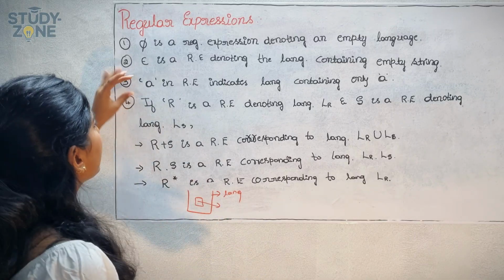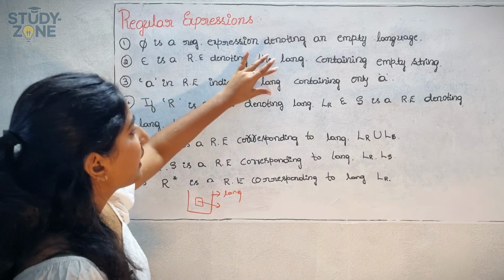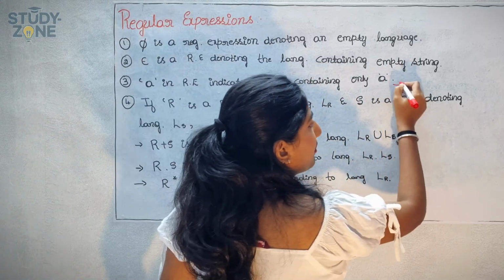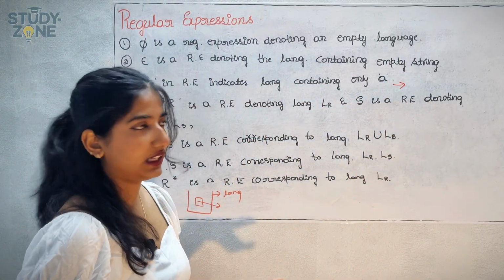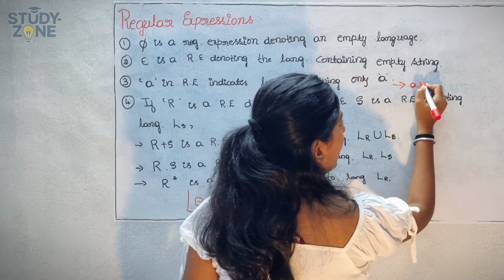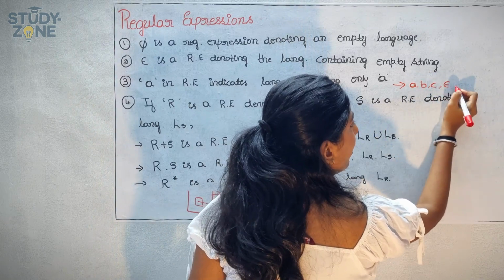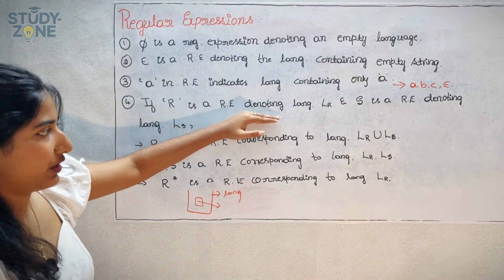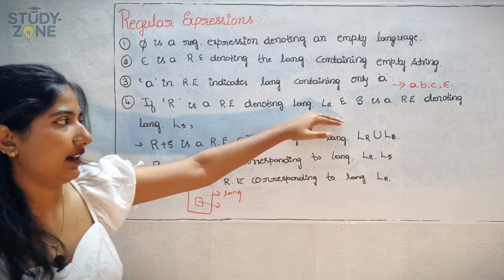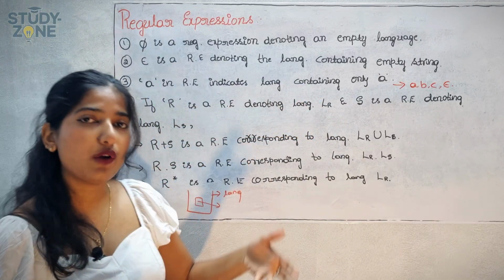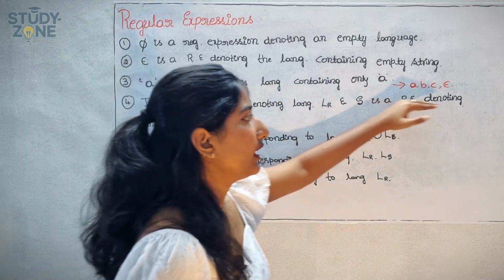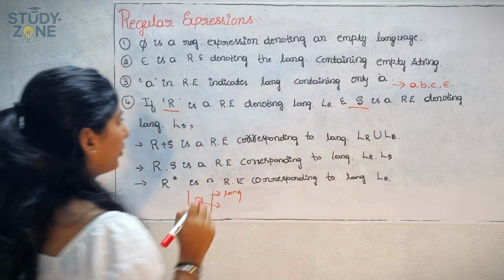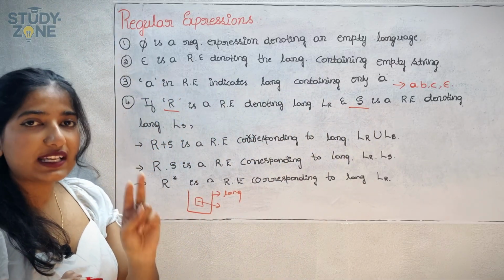Okay, and then A is a regular expression, indicates language containing only A. So this is an example of input symbol. Okay, we can have any input symbol in the regular expression. Like input symbol can be A, B, C, epsilon, like this. Okay, and then if R is a regular expression denoting language LR, and S is a regular expression denoting language LS, we have R and S. Okay, these are the two regular expressions.